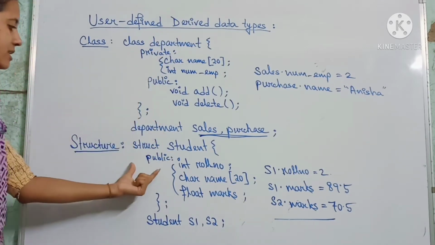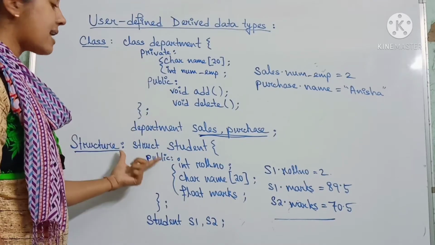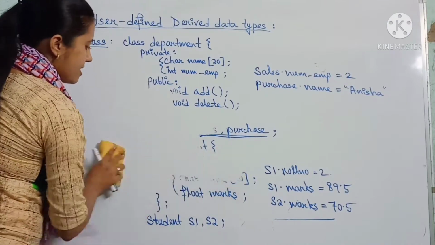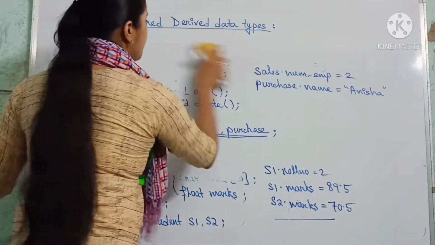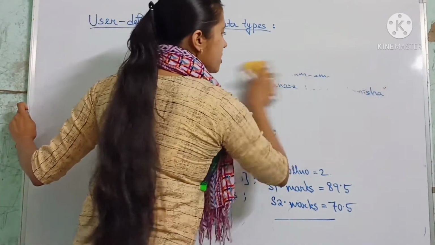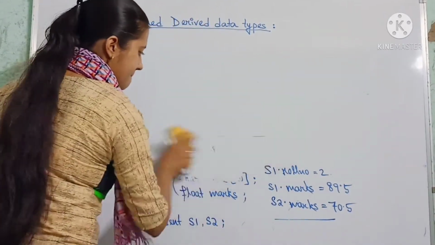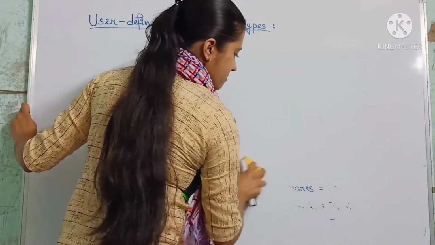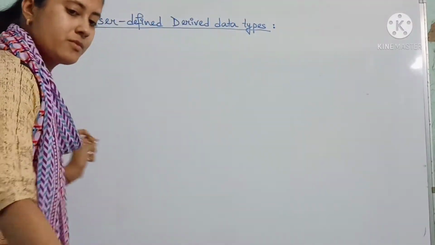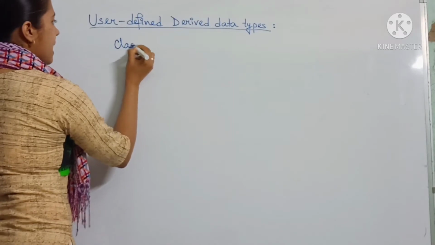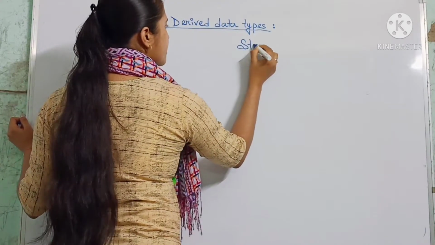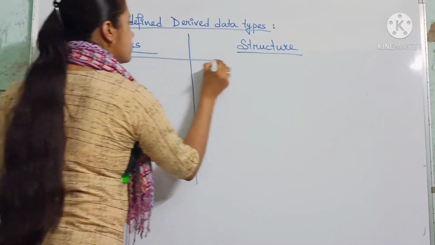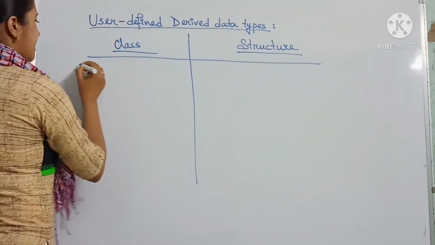Clear? So we have got the differences between class and structure. I am writing the differences here again. Look at these differences and always remember the difference between class and structure. This is very important. These are the basic differences that I am telling you. You can find many more differences also, but these are the main and important ones.